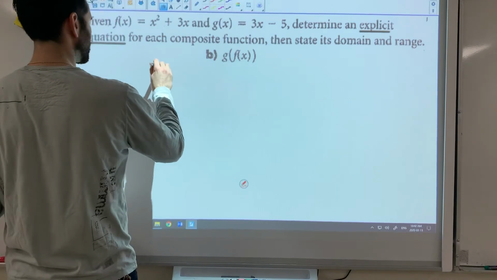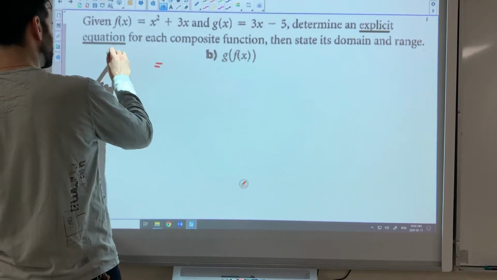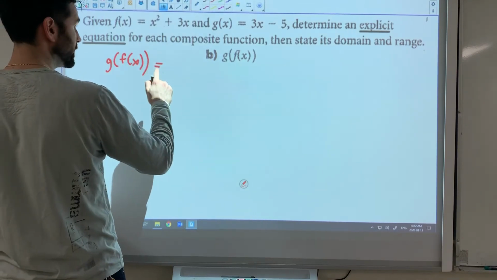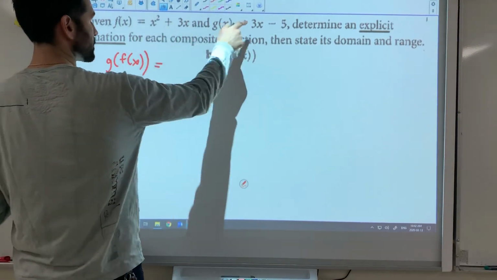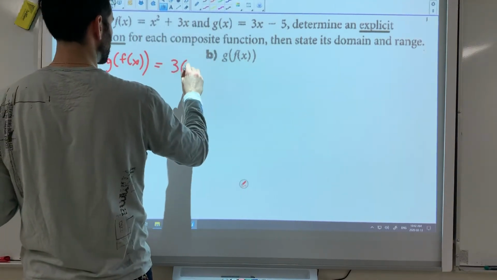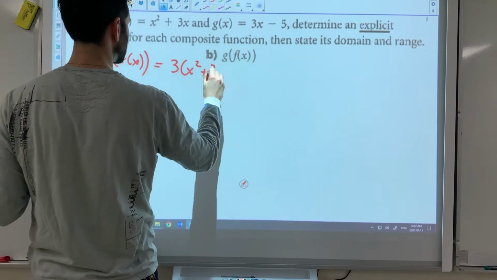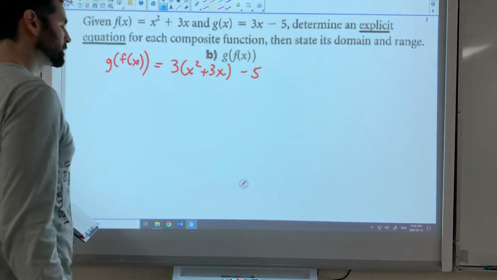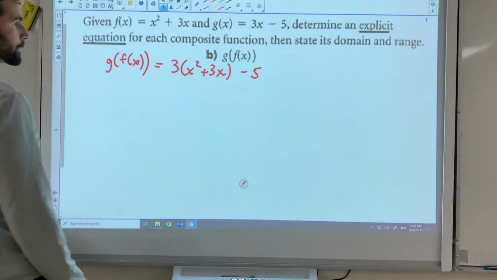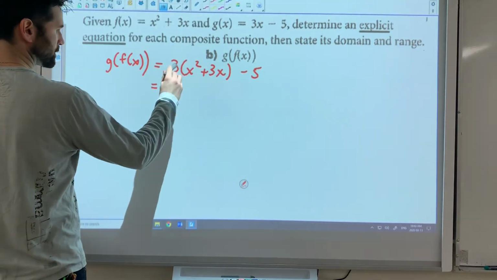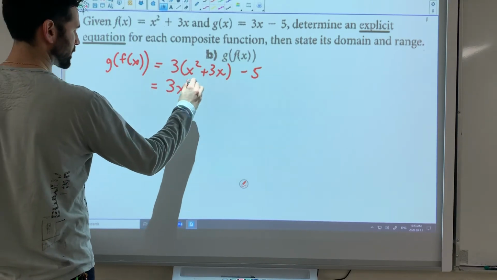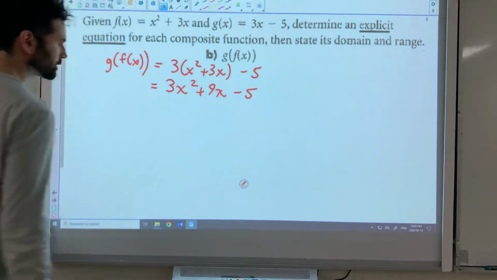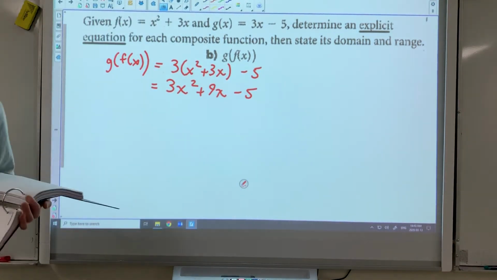It's going to go over here. g of f of x equals, so f of x goes into there, 3x squared plus 3x minus 5. Okay, that looks good. Now just clean it up, so you get 3x squared plus 9x minus 5. And then there's nothing left to do.